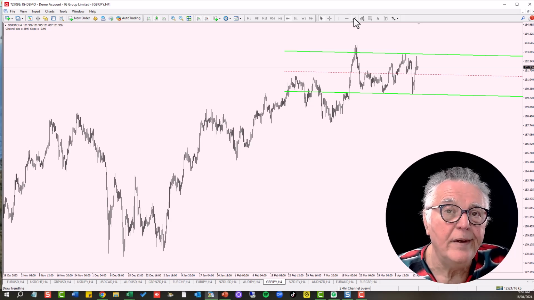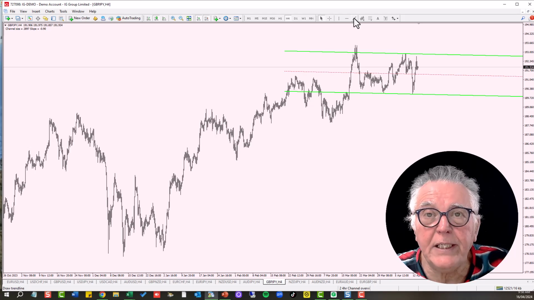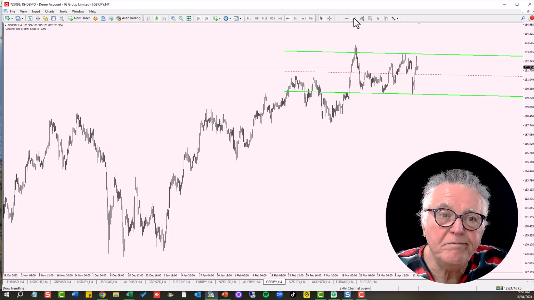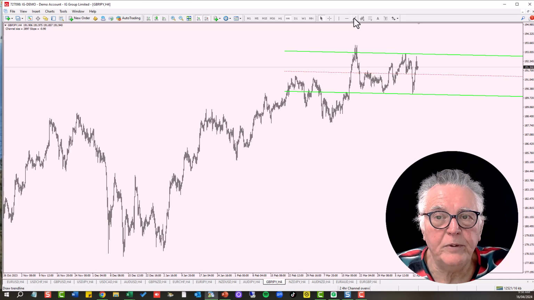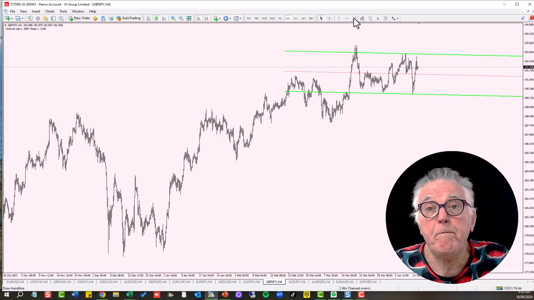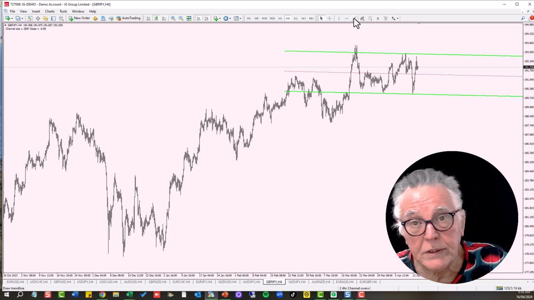For instance, the Aussie New Zealand has low volatility, and it doesn't offer the same trading opportunities as, for instance, the pound Oz, because it's different.